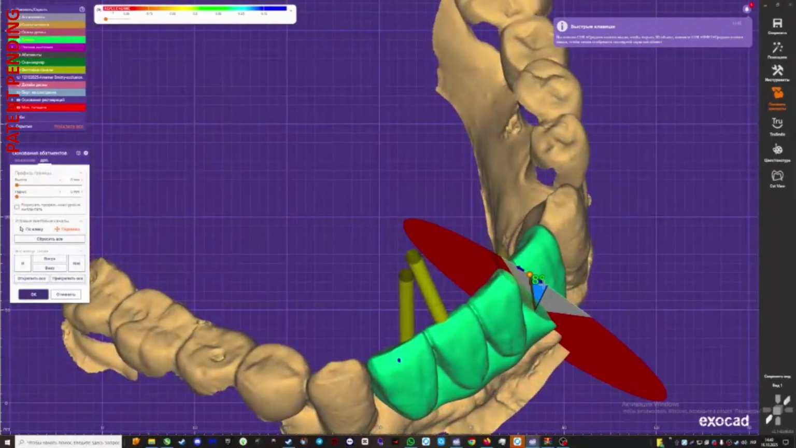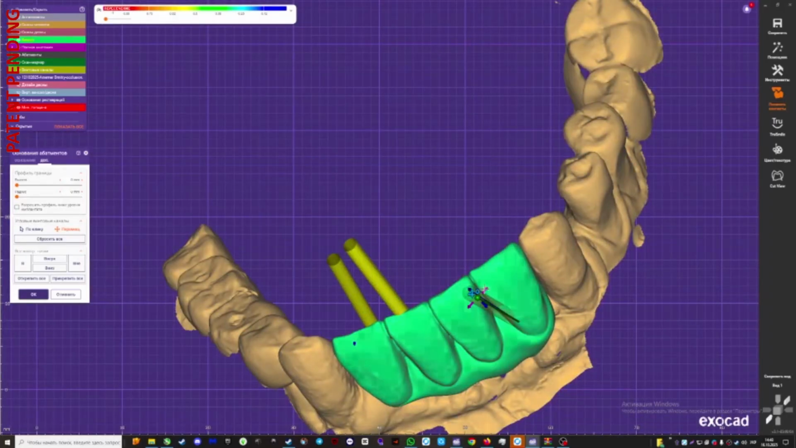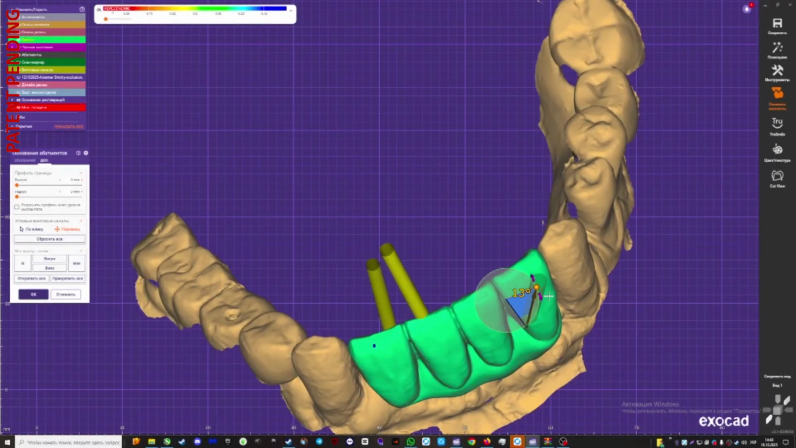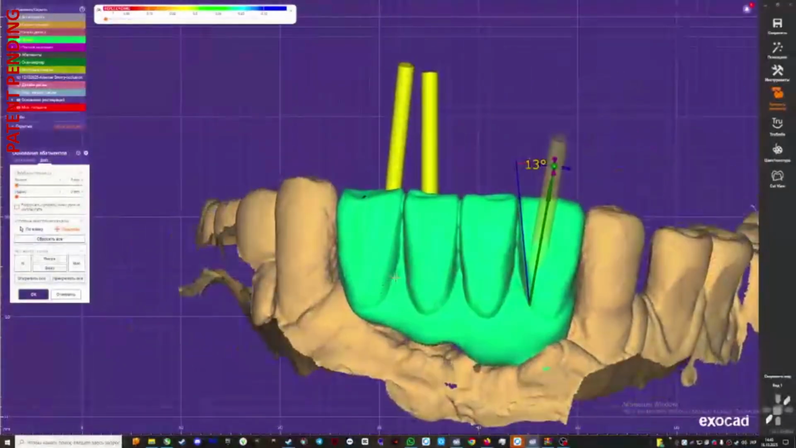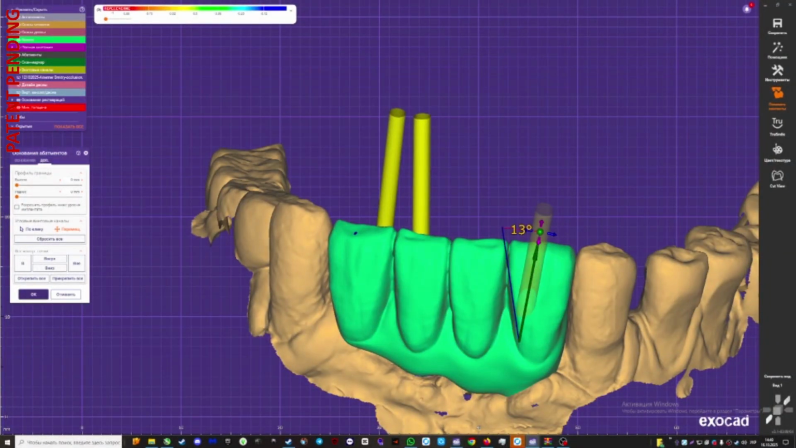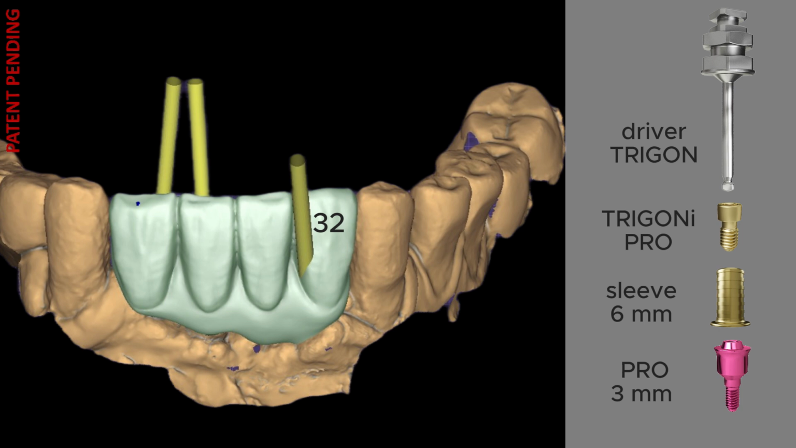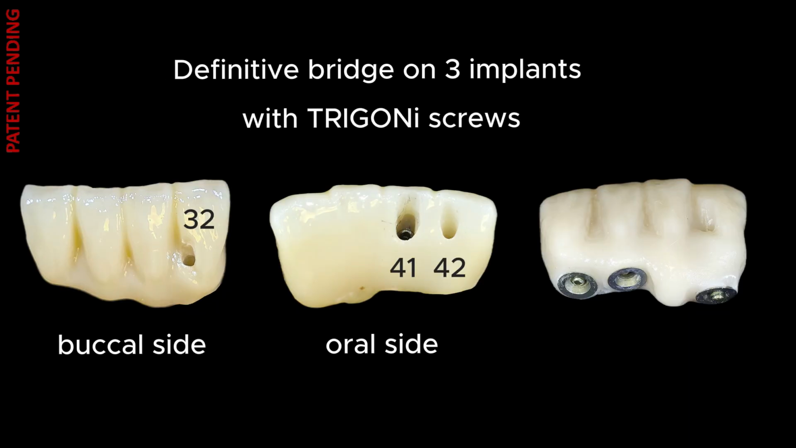Shifting the access hole maximally toward the lingual surface would result in a defect of the incisal edge. All attempts by the technician to rotate the screw access channels toward the lingual side in exocad were unsuccessful. Therefore, the channel was shifted toward the buccal surface to bring the screw entrance as low as possible. We fabricated this version of the bridge.